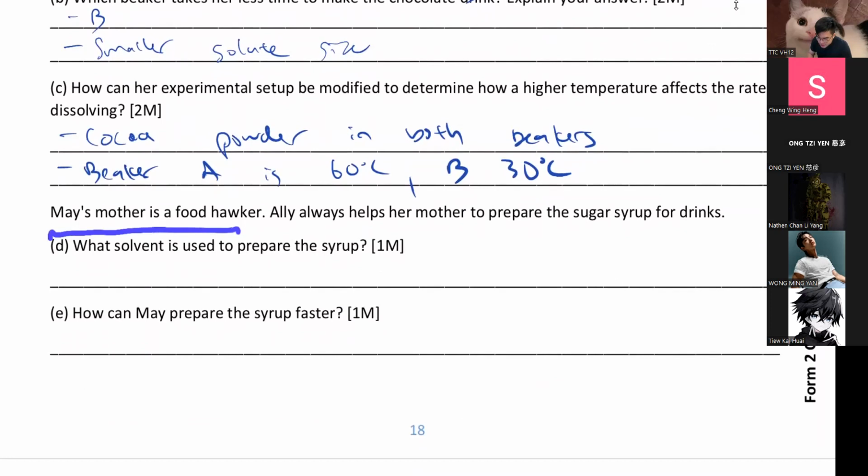Right? So May's mother is a food hawker. Ellie wants to help her mother to prepare. Choose Ellie or May. What solvent is used to prepare the syrup? We can use water. How can May prepare the syrup faster? What do you do? There are three things you can do. You can stir the syrup, use hot water, or okay, this one you cannot say size already because syrup is just the same size already. It's liquid already. Okay, so guys, I think I'm going to stop here.